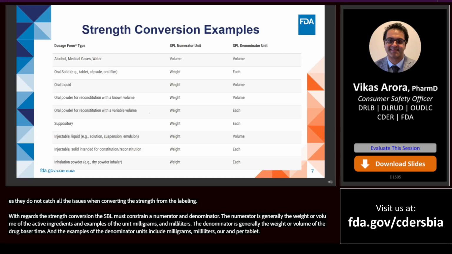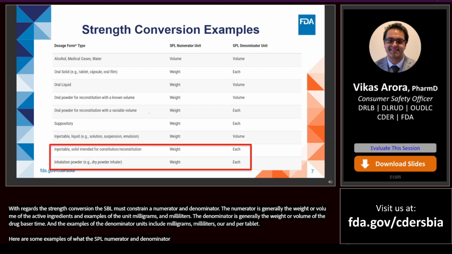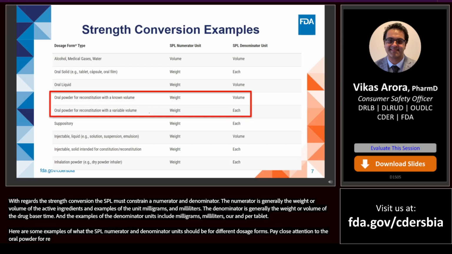Here are some examples of what the SPL numerator and denominator units should be for different dosage forms. Pay close attention to the oral powder for reconstitution. The ones with the known volume have volume in the SPL denominator unit, and the ones with the variable volume have each as a denominator unit for each container.